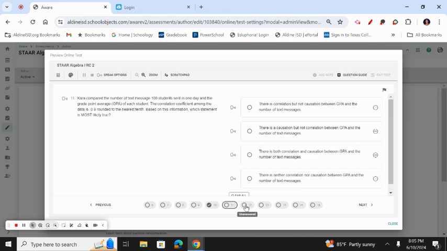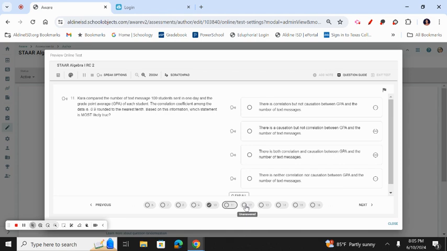Alright, Cara compared the number of text messages 100 students spent in one day and the grade point average for each student. The correlation among them is negative 0.9, rounded to the nearest tenth. Based on this information, which statement is most likely? We know it looks like a correlation because it's a strong negative correlation, but does it really mean causation?